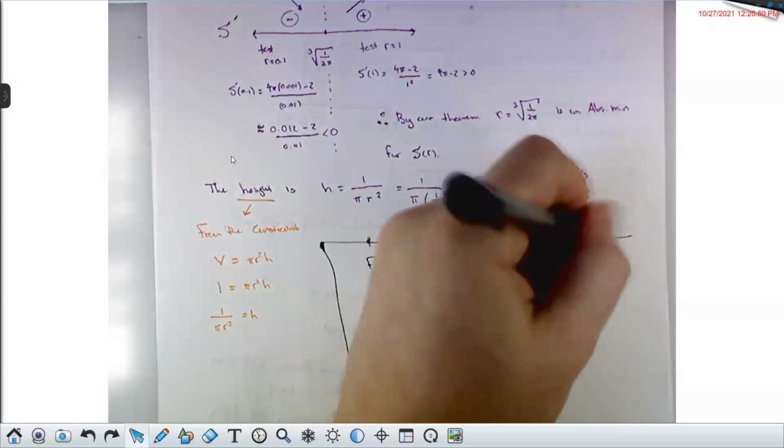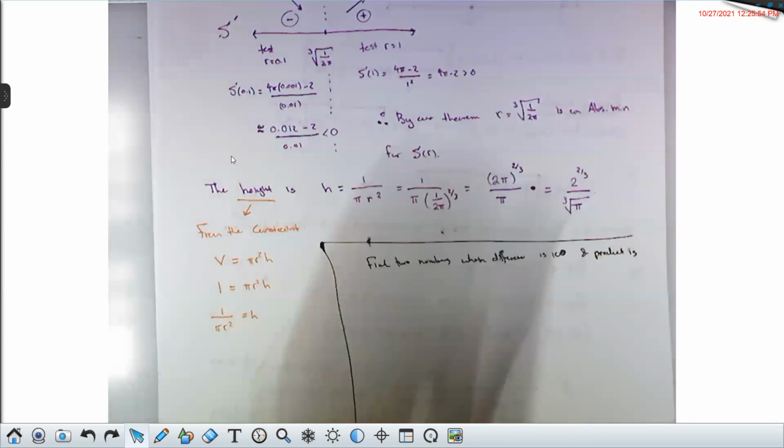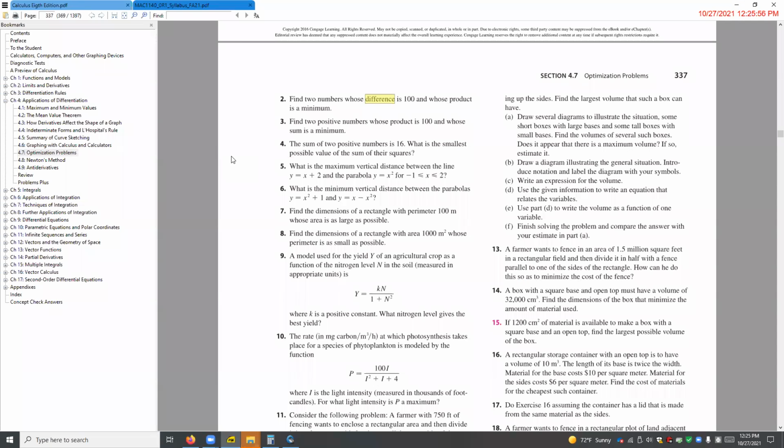And what do they say? Product is maximum or something? I cannot see anything. Oh, I'm sorry. Yeah, let me turn this on. So they said find two numbers whose difference is 100 and product is minimal.